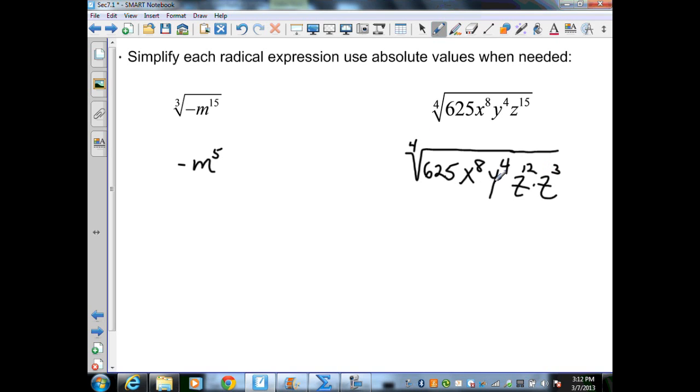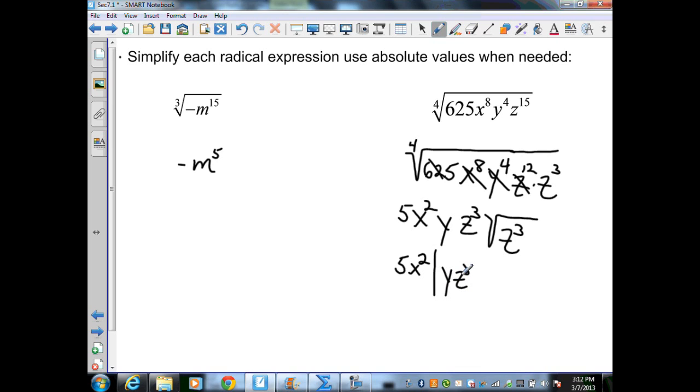Now let's take the 4th root of what I can. The 4th root of 625 is 5, x squared, y, z cubed, and what's left inside is going to be z cubed. And recall, I need to put absolute values around my variables that have odd exponents because I have an even index. That gives me 5 x squared, absolute value of y z cubed, times the 4th root of z cubed.